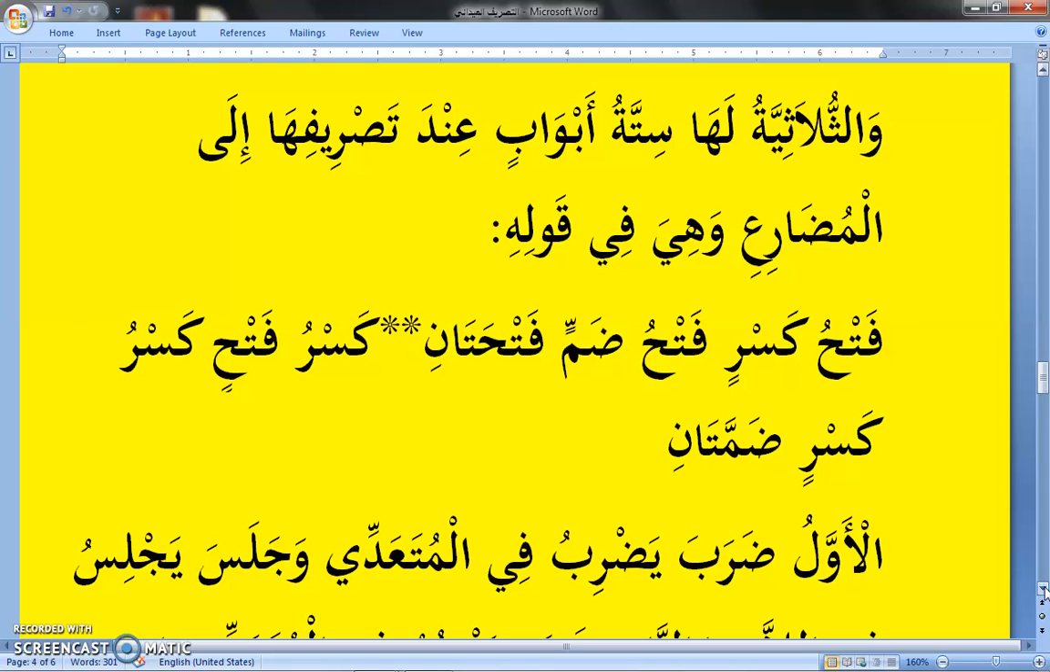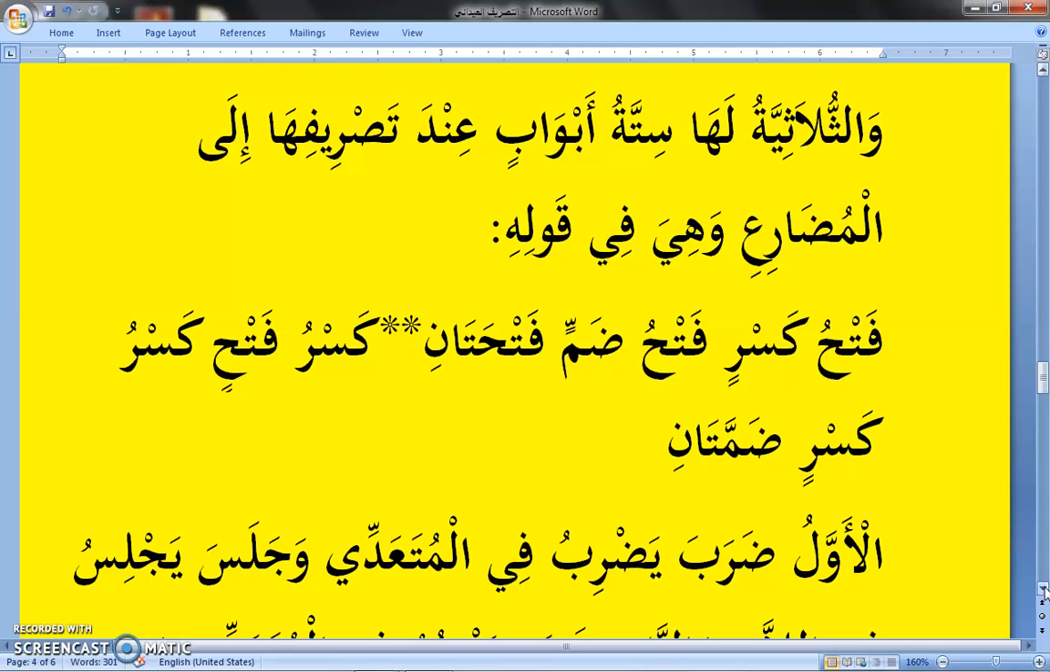Then فتح ضم, meaning عين الفعل carrying فتح in ماضي, ضم in مضارع. Example, نصر ينصر, قرب or حسن يحسن. Then فتحتان, double fatha, meaning عين الفعل carrying فتح in ماضي and فتح in مضارع. Example, فتح يفتح or ذهب يذهب.